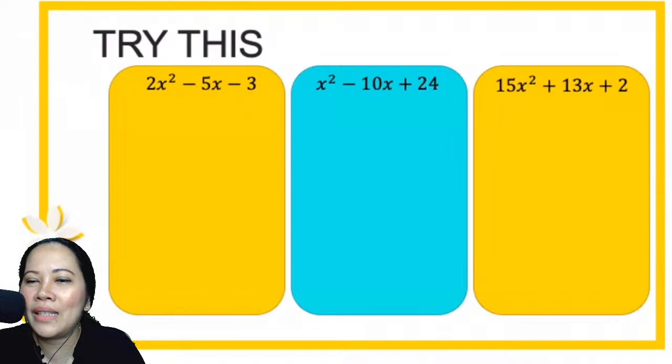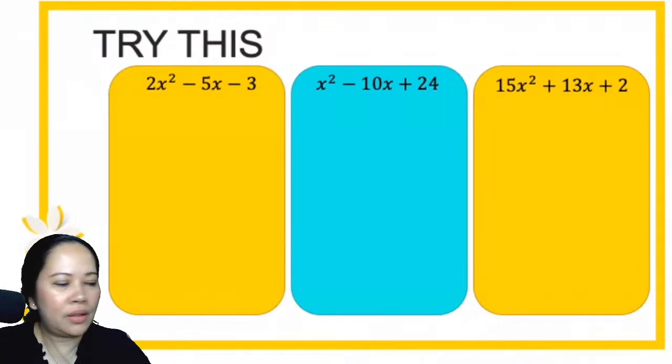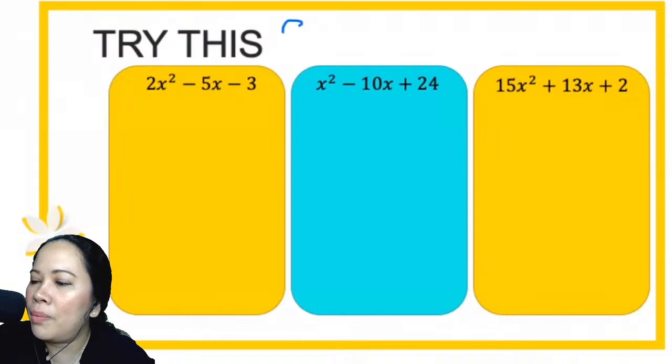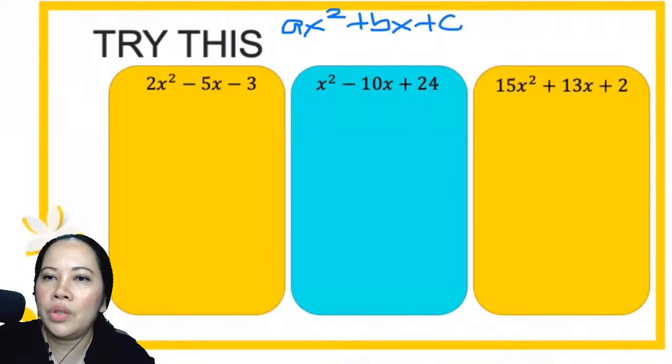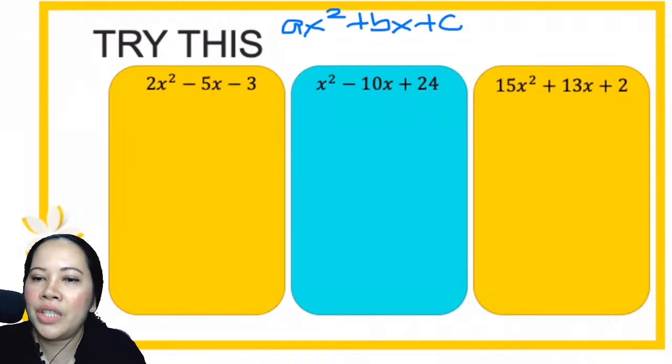Can I try the AC method? Okay. AC method. So, remember, what is this AC method? It's coming from the standard form of your quadratic trinomial. It's ax squared plus bx plus c. So the first thing that you have to do with the AC method is you multiply the first and the last.